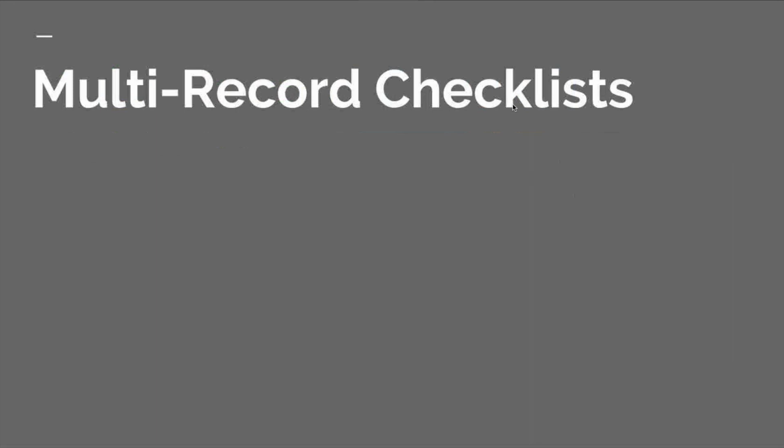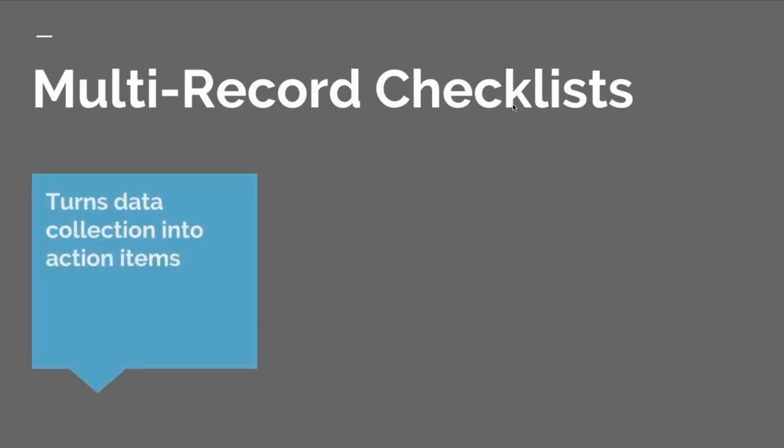Moving on. Okay, so ideally, multi-record checklists should turn data collection into action items. Really, any checklist would be doing that. You're collecting a lot of information in your SAM system, but checklists turn that into the so what. Like, okay, the family tells me this bit of information, so what does that mean for my team? What's the next step?